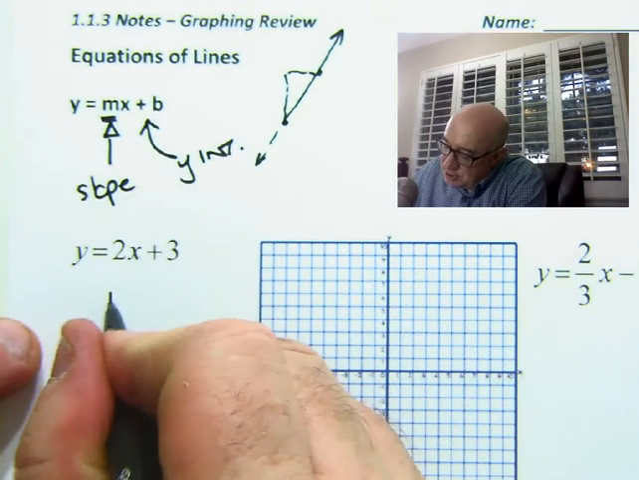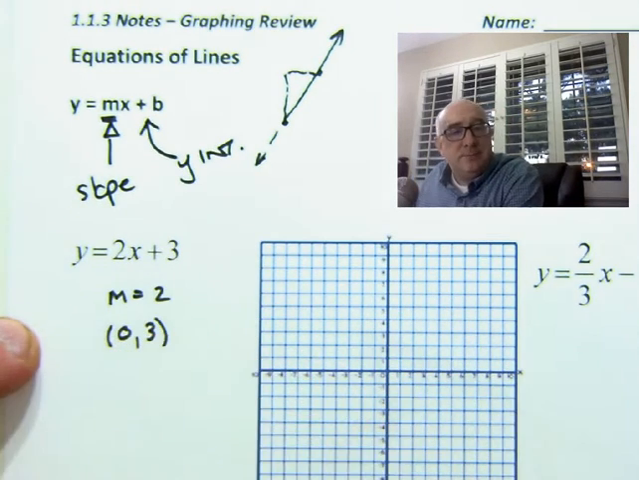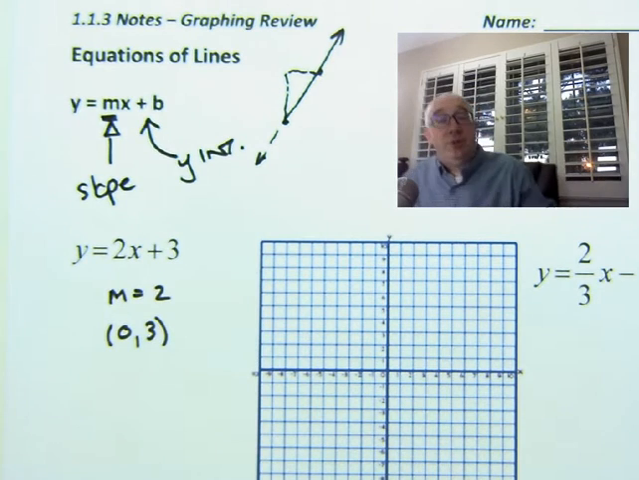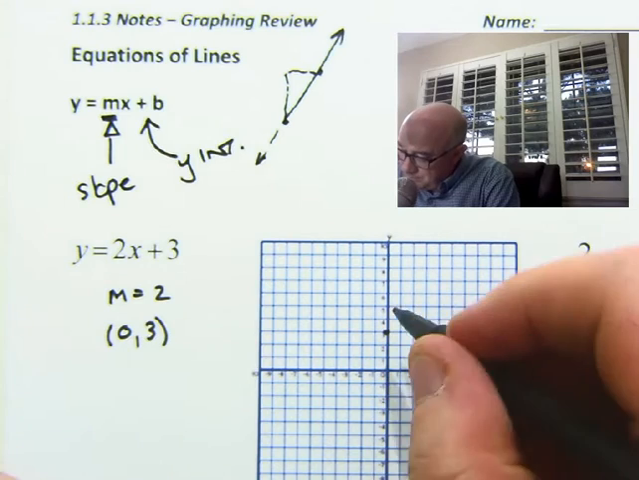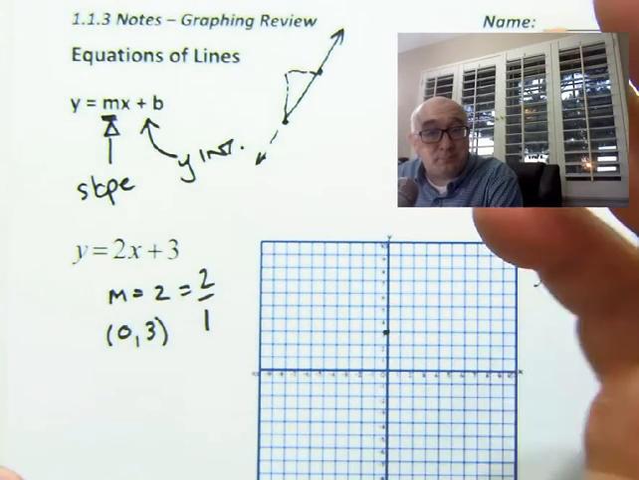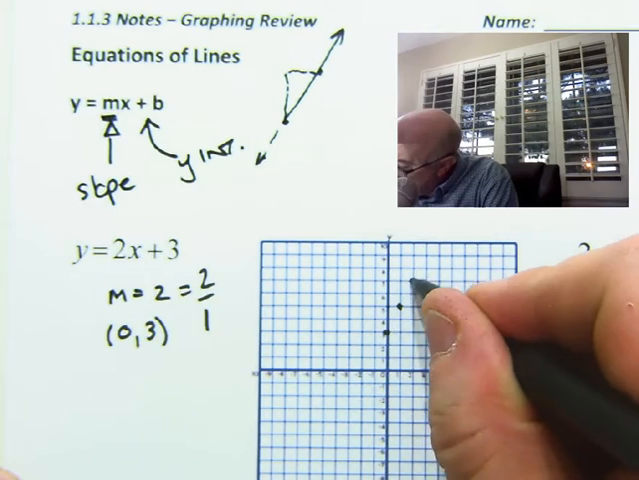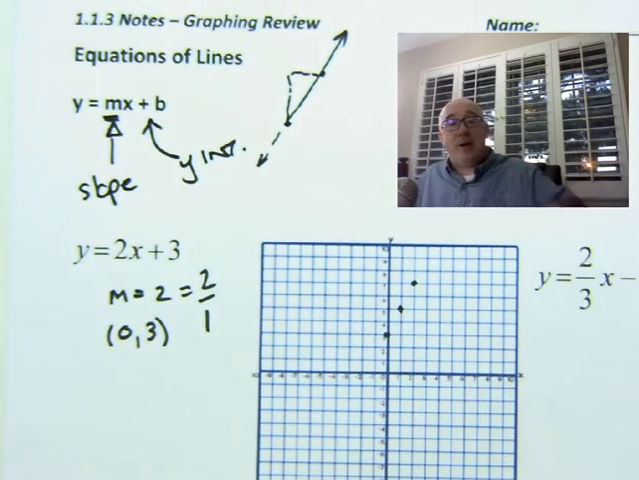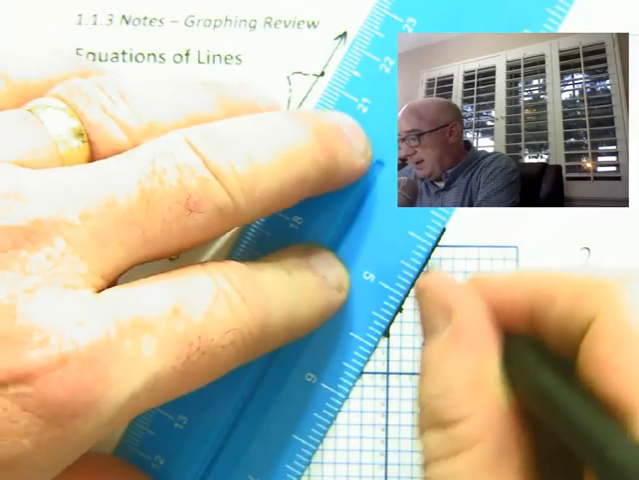So here our slope is 2, and our intercept is at (0, 3). So what we would do is we would go to (0, 3). Here I am. And I would go. Now this slope is the same as 2 over 1. So I would go up 2 and over 1. And I could do that a couple times maybe just to get the pattern going. But this is the graph of that line.